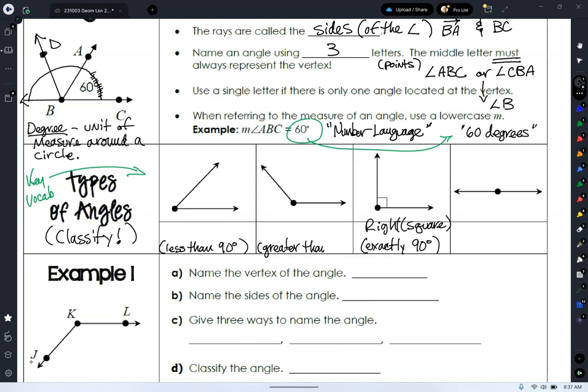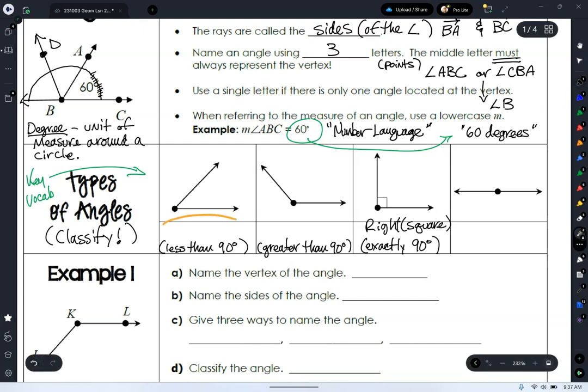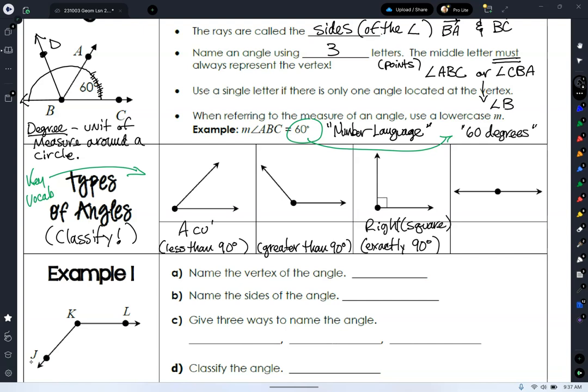Can anybody raise a hand? Please don't shout it out. Raise a hand. Can you tell me what the name is of the classification of angles when we go less than 90 degrees? Liam? Okay, that is an acute angle. Anybody know the name for greater than? Josh? That is an obtuse angle.